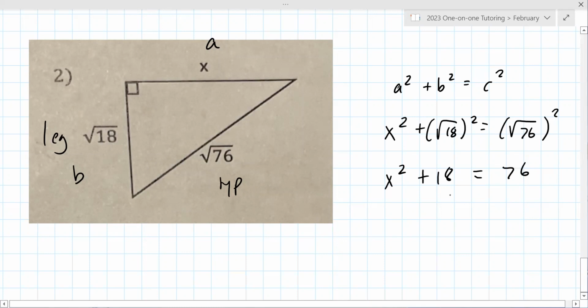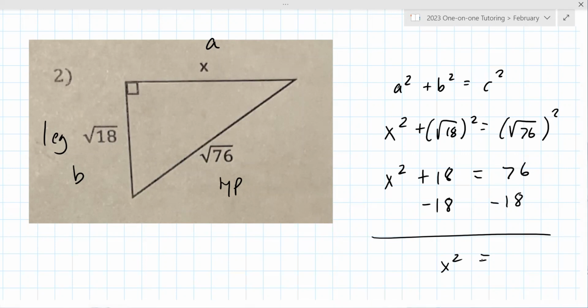Okay, so now to solve, we're going to subtract 18 from both sides. Can you tell me what that becomes on the right? On the right, that becomes 58.